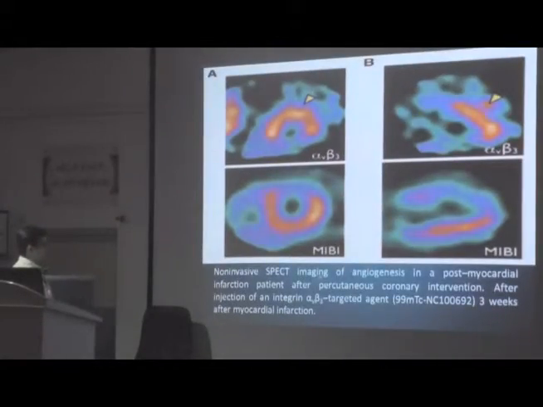This is a non-invasive SPECT image of angiogenesis in a post-myocardial infarction patient, before percutaneous coronary intervention. After injection of an integrin alpha V beta 3 targeting agent, three weeks after the myocardial infarction. The upper one is the alpha V beta 3 target and the lower is the technetium image.